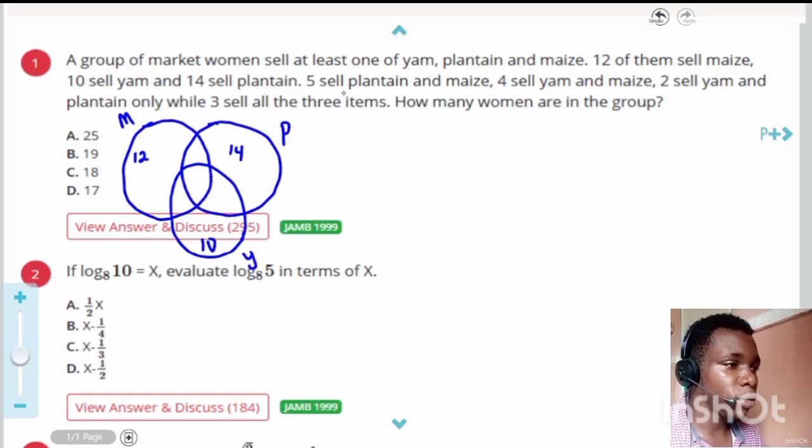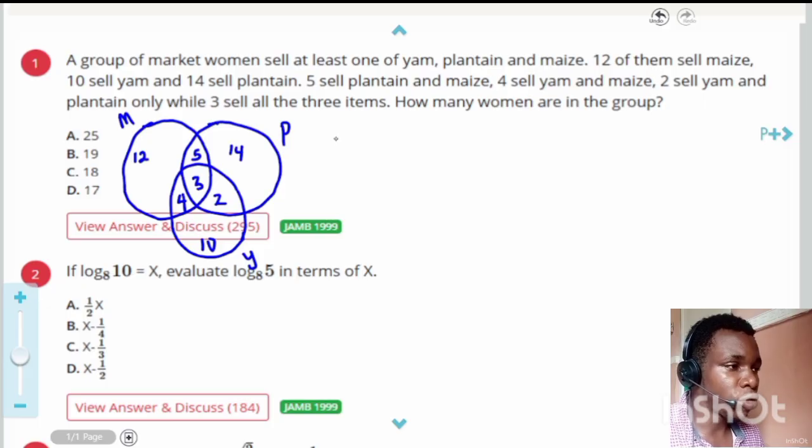So 5 sell plantain and maize. For plantain and maize, there are 5 women who sell them. For yam and maize, there are 4 women. And for yam and plantain only, there are just 2 women. And then there are 3 merchants who sell all 3 of them, so they come here into the center. We're going to start from the middle section and then spread outwards in the Venn diagram.